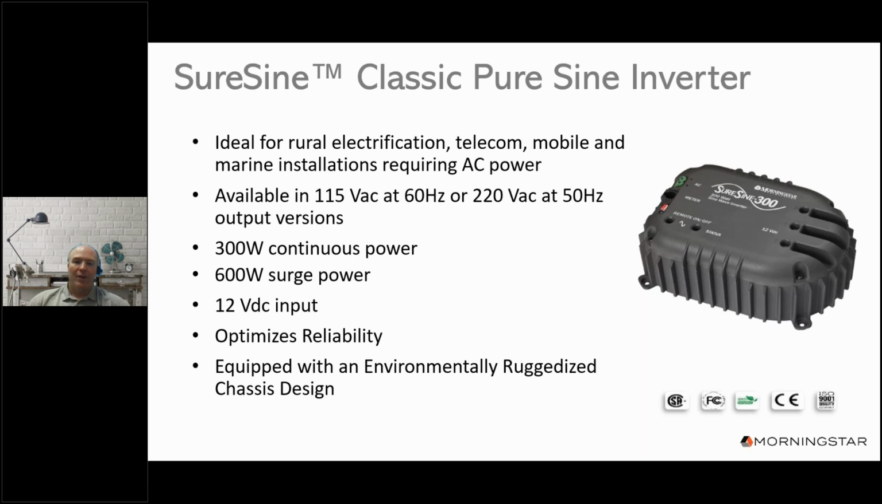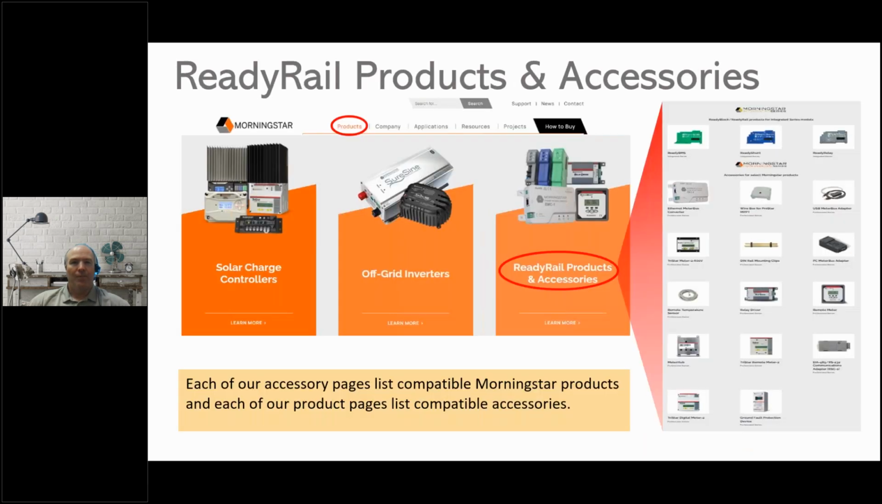All right, now that we've covered controllers and inverters, let's take a quick look at our ReadyRail products and accessories. This displays our website access to our ReadyRail products and accessories. The Ready BMS, Ready Shunt, and Ready Relay that you see in the upper right support our new Genstar MPPT products. And our accessories include a ground fault protection device, optional meters, communication adapters, and remote temperature sensors.